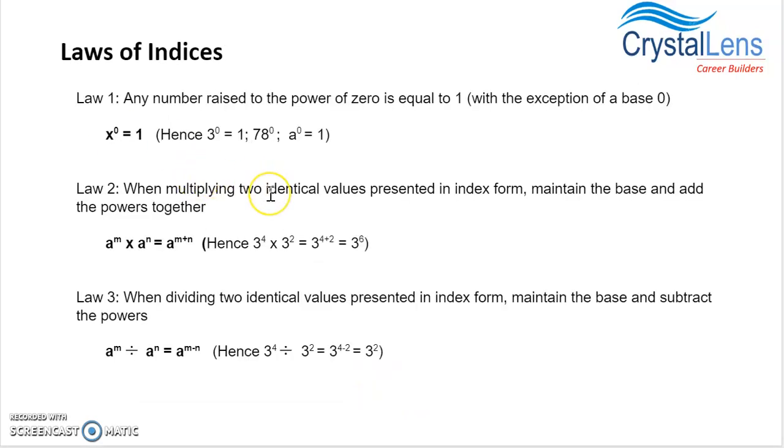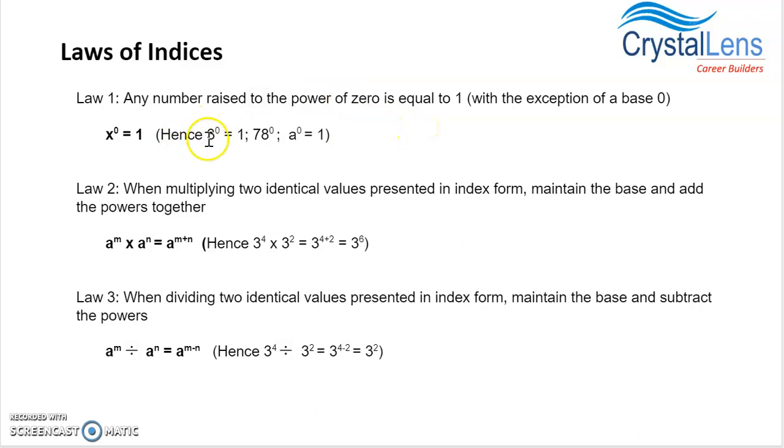So what are the laws of indices? The first law of indices says that any number raised to the power of 0 is equal to 1, with the exception of a base 0. So if you have 0 raised to power 0, it does not give you 1. Any number raised to the power of 0 equals 1.